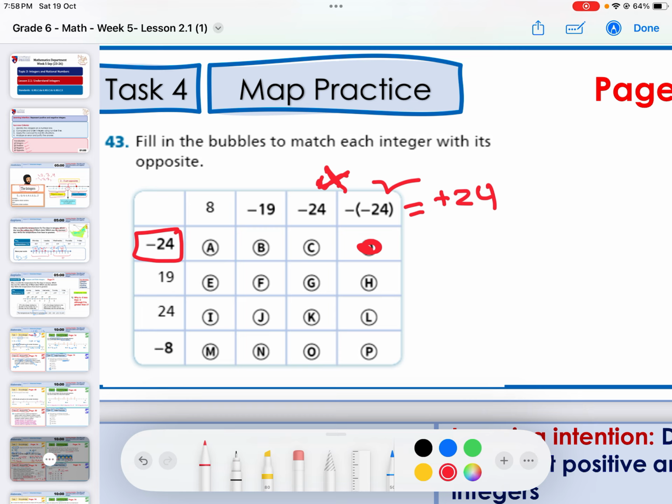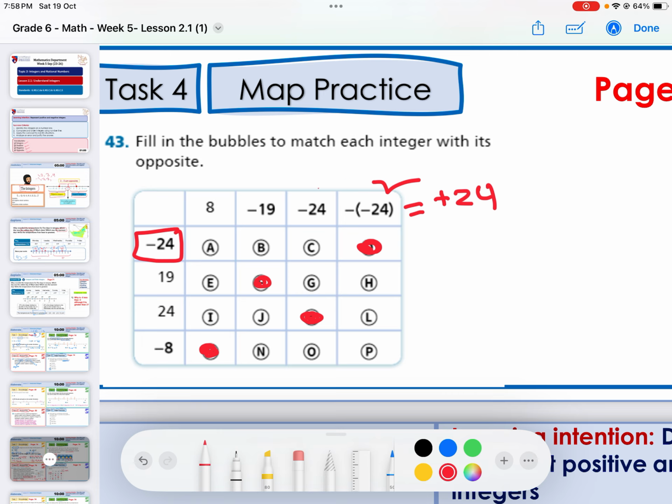19, that will be -19. What's the opposite of 24? Here, I can take this one here. It's going to be -24. What's the opposite of -8? That will be 8. Try to solve it by yourself later on without looking at my answers.